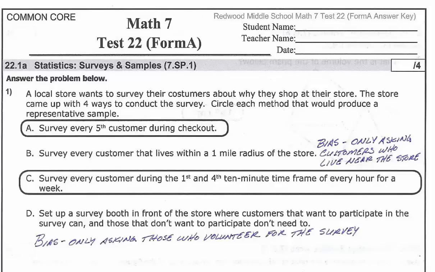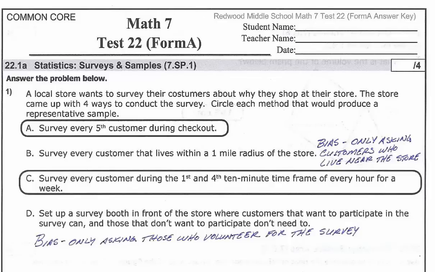So maybe the 5th customer is a grandma. Maybe the 5th customer is a 12-year-old buying a Snickers. Maybe the 5th customer is a lady with 3 screaming children. Maybe the 5th customer is some guy on his way home from work. Every time the next 5th customer comes through, you ask that person, why do you shop at the store? That should be a good sample.